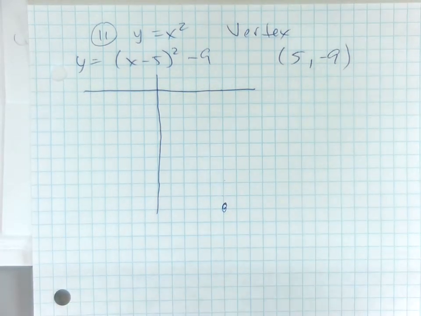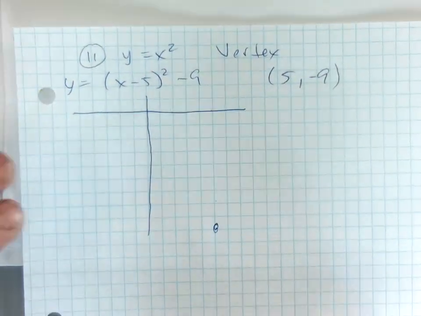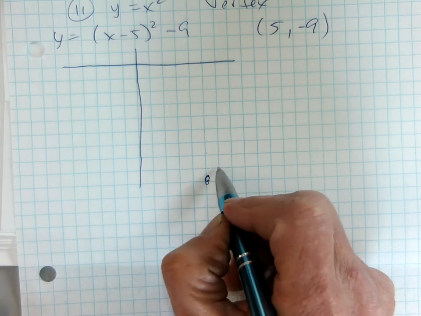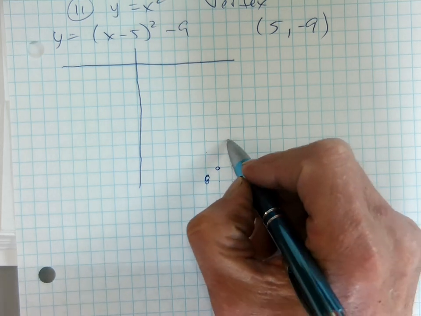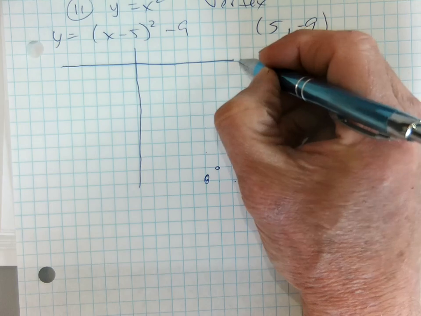So it's in vertex form. I translated over 5 down 9. And then I know it's an x squared, so I can go straight here and do the, well, over 1 squared is 1. Over 2, 2 squared is 4. 1, 2, 3, 4. Over 3 squared is 9, which puts me right there.